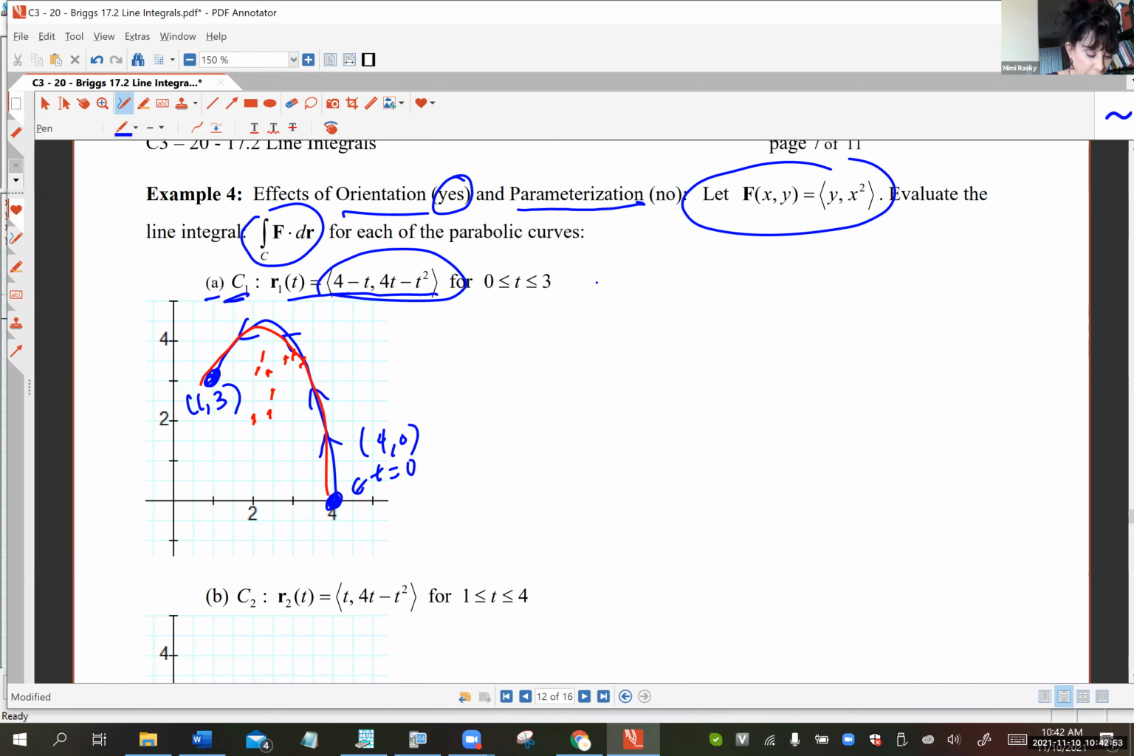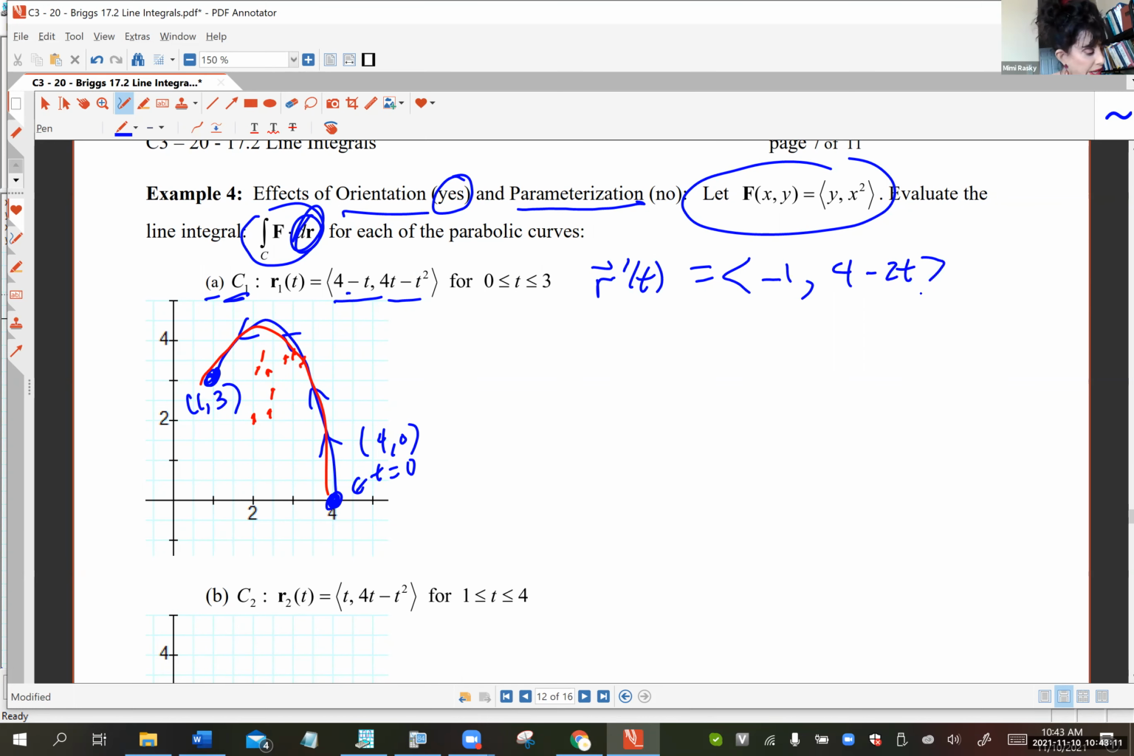Okay, let's get r prime first, because we're going to need it, because that's what the dr stands for. Get that derivative of the r. Well, the derivative of 4 minus t is -1. The derivative of 4t minus t squared is 4 minus 2t. Fine. So then the line integral over C1 of F dot dr will look like a regular integral going from 0 to 3.